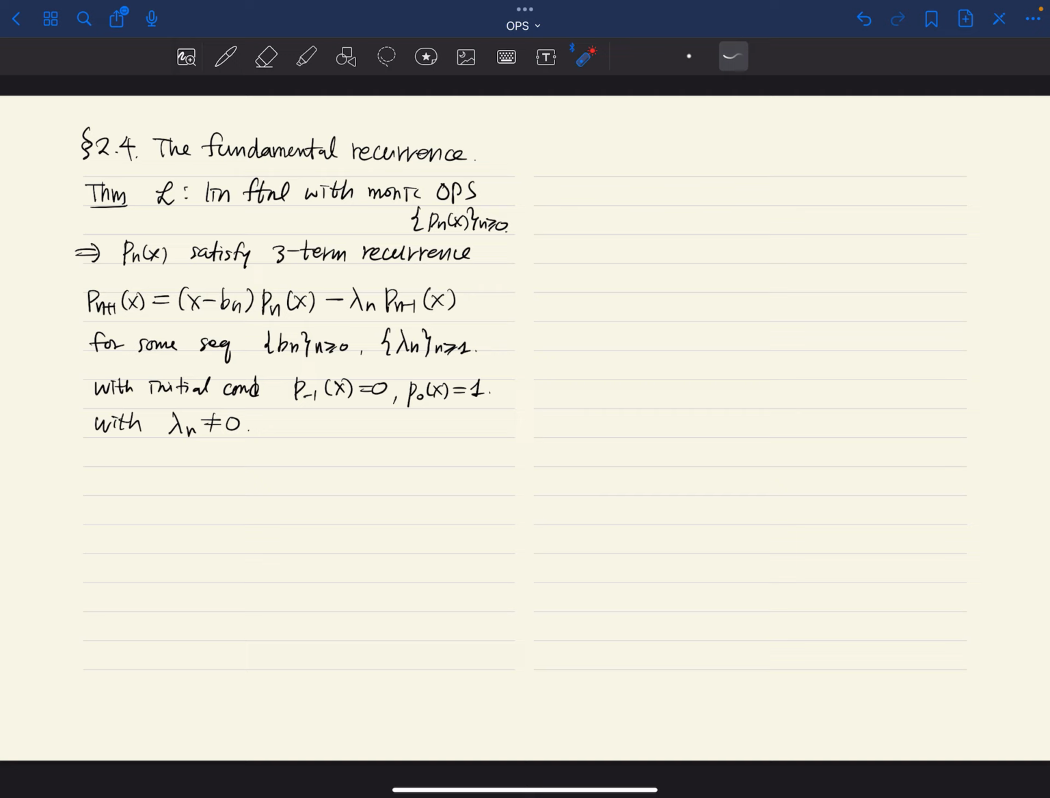All right, let's see how we can prove this. Proof. We already know that these are orthogonal polynomials. So their degrees, Pn has degree n, and the leading term is 1. That's because it's monic. So let's consider the n plus first polynomial.